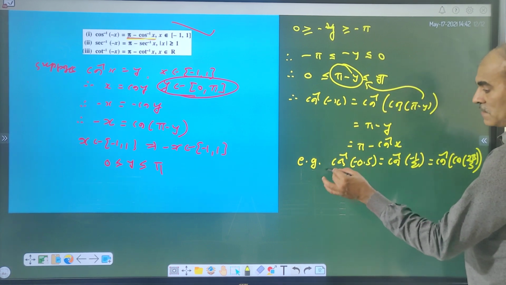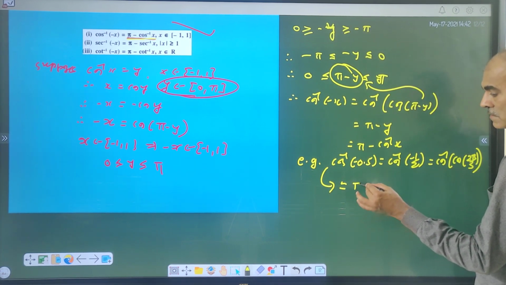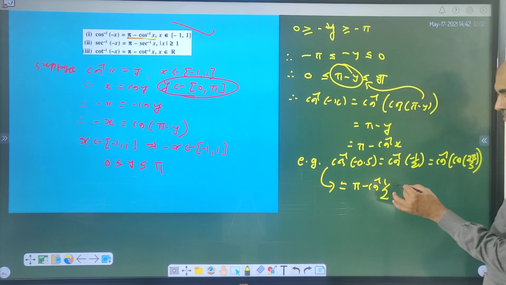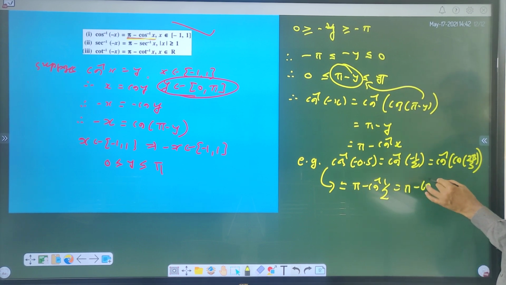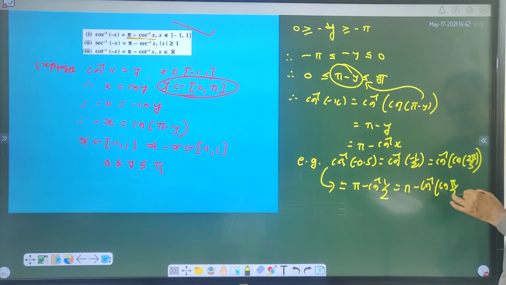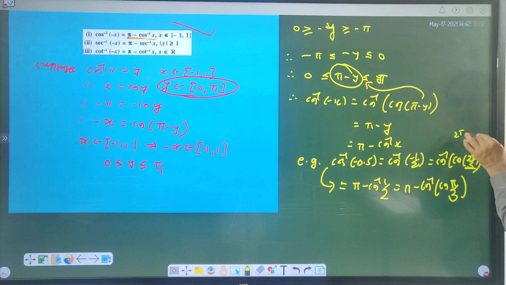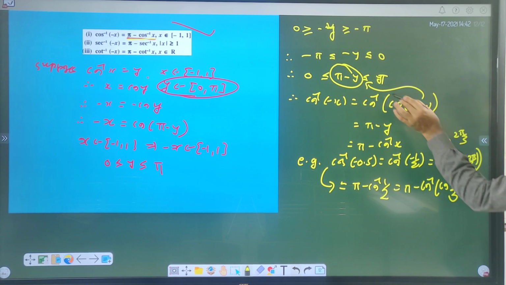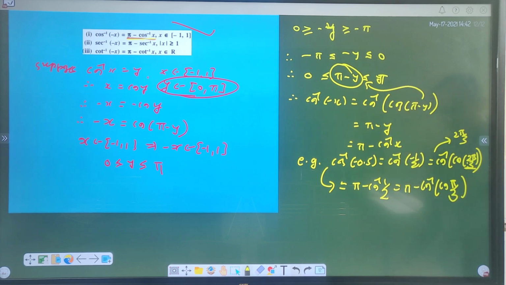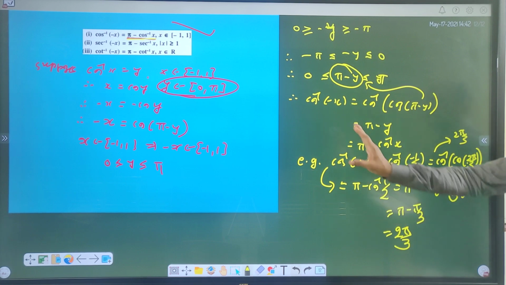But if we apply this form, then that is equal to pi minus cos inverse half. So pi minus cos inverse cos pi by 3. Now in this case, cos 2 pi by 3 is there. That is directly 2 pi by 3. Why? Because 2 pi by 3 lies in 0 to pi. Here pi minus pi by 3 also comes out 2 pi by 3. So it is better to apply the standard form to find values.